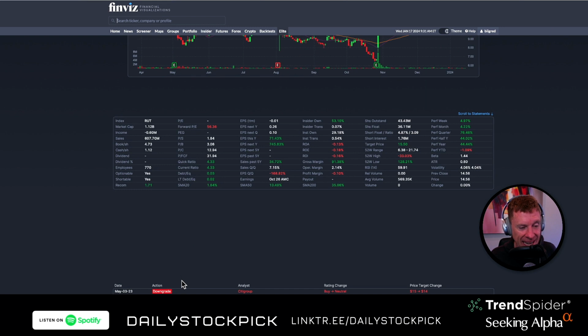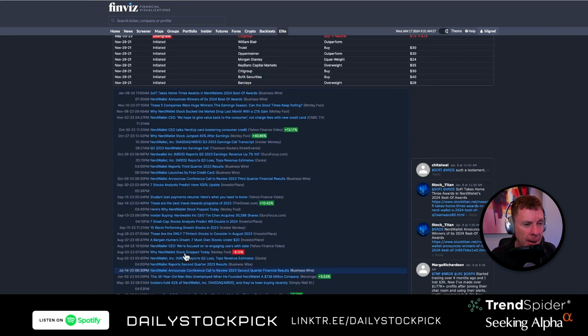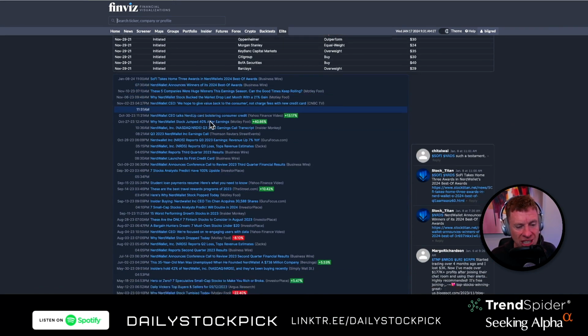Most recently, again, this downgrade May 3rd. It doesn't have today's upgrade, I guess. But Citigroup downgrade from last year, May. They downgraded with a 15, but they only reduced the price to $14. NerdWallet announces winners. I don't see the upgrade in here.